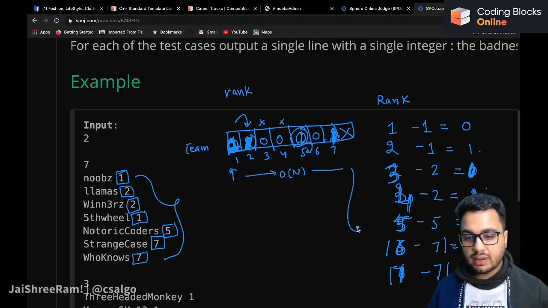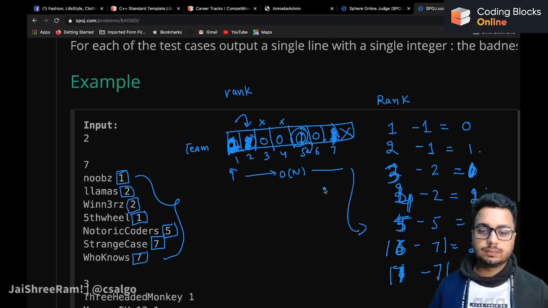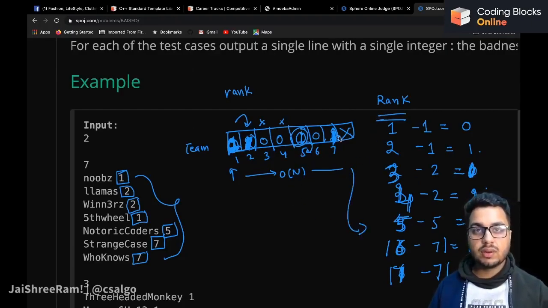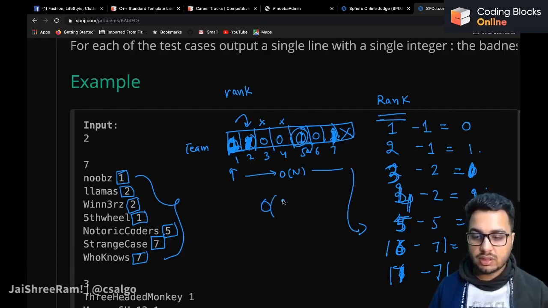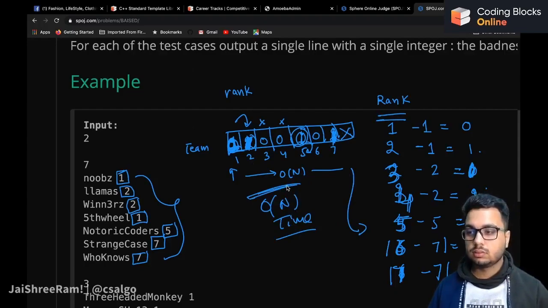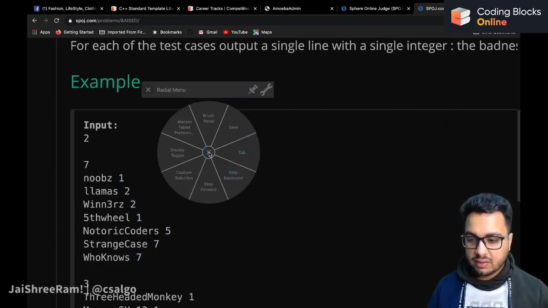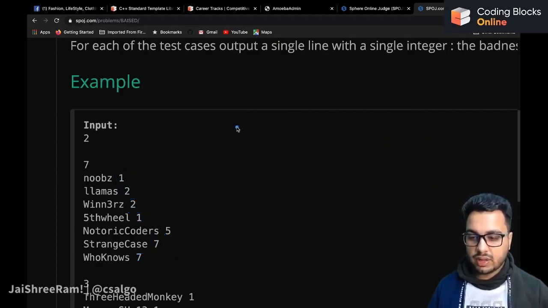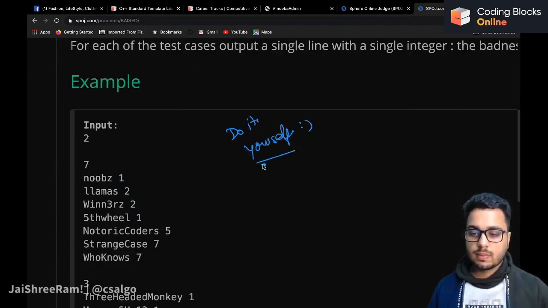So this is how we can actually use something similar to counting sort to solve this problem in just order n time. So the coding part is easy. I think you will be able to implement the code yourself and submit it on the spot. So you have to do it yourself. Okay, so that's all. See you guys in the next question now.